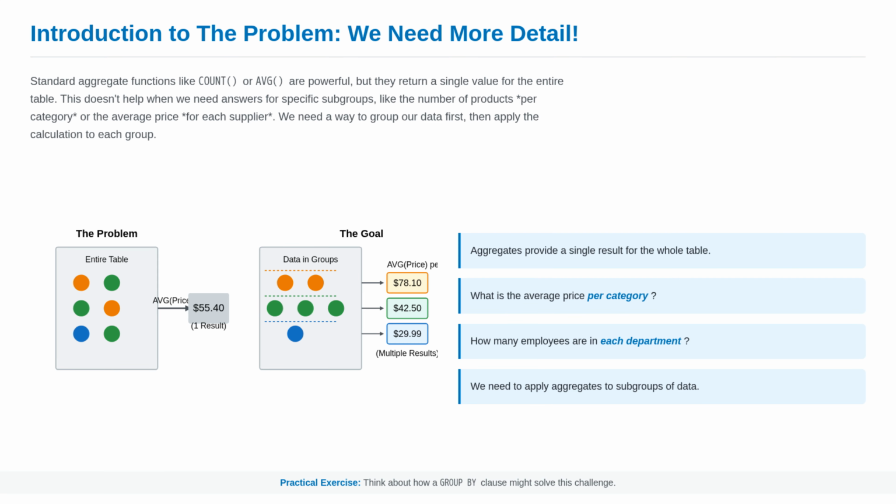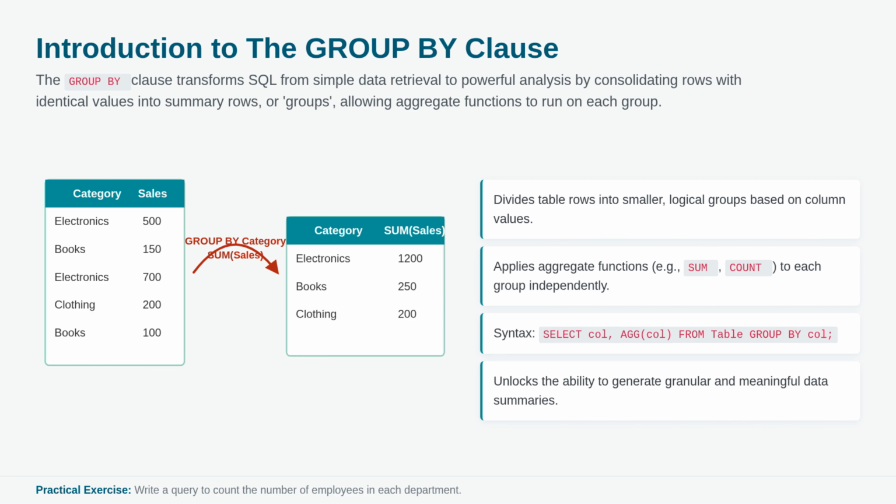These functions are great, but they give us a single answer for the entire table. What if we want to know the number of products per category, or the average price for each supplier? Just using SELECT AVG(UnitPrice) doesn't help us there. We need a way to break down our data into groups before we aggregate it. And that is precisely what the GROUP BY clause is for.